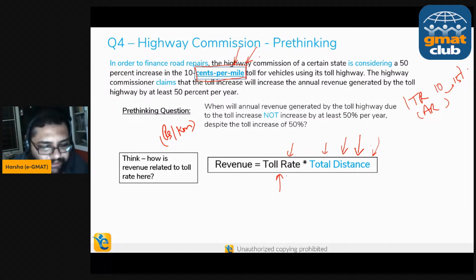Hey, my toll rate is increasing by 50%, therefore my revenue should also increase by at least 50%. When will my revenue not increase by at least 50%? If somehow my distance reduces.